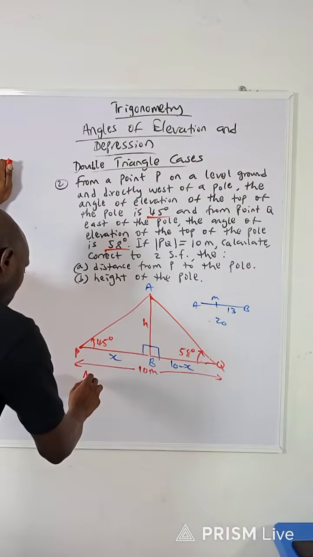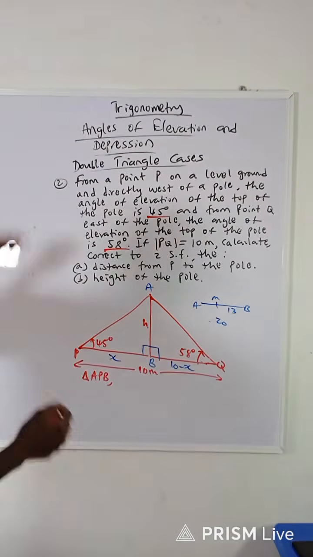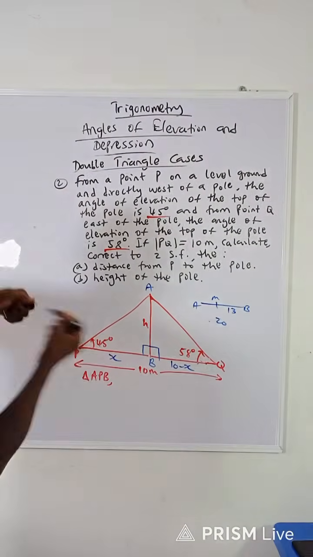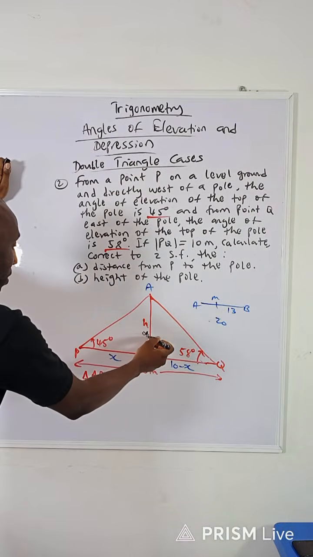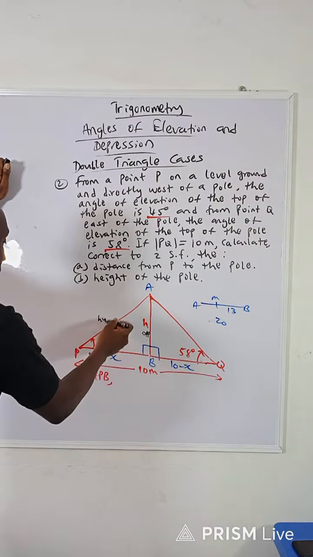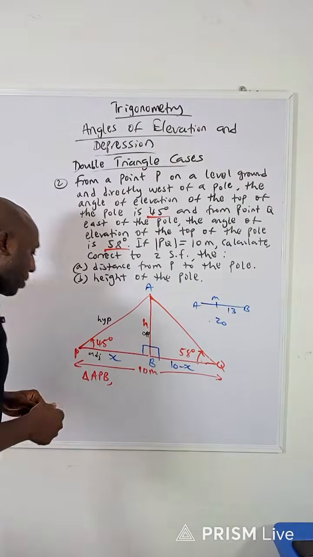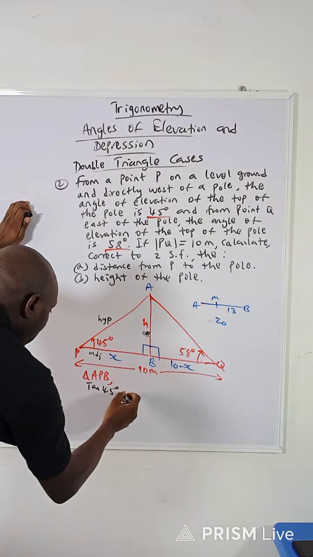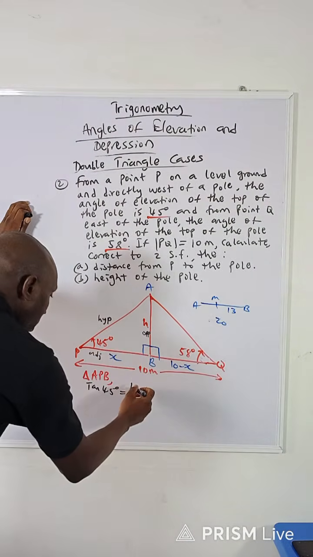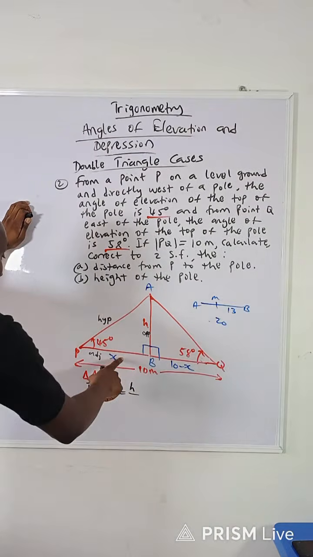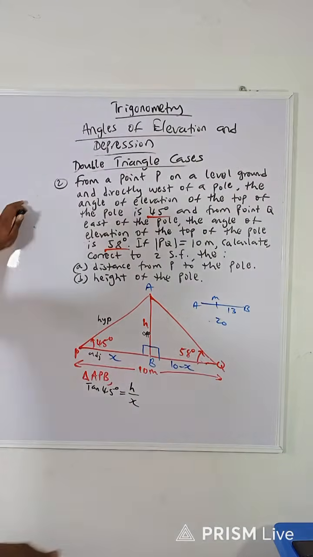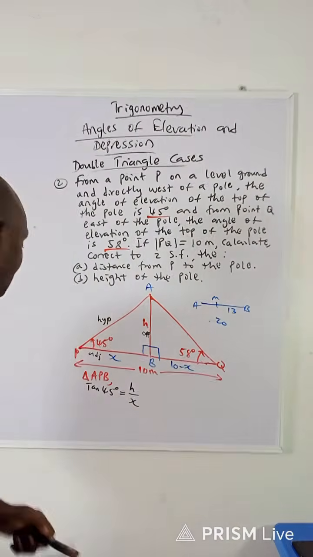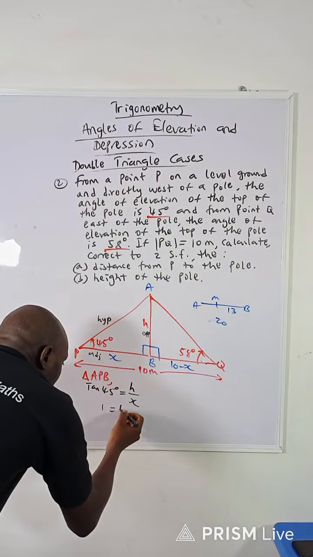So if we are using triangle APB, and if this is the angle, this is the opposite, right? This is adjacent because this is hypotenuse. So we are still going to use opposite and what? Adjacent. So tan 45 degrees is equal to what? Opposite, which is H, over what? Over X, which is the adjacent side. And what is tan 45? For those of you who are familiar with special angles, 45 is a special angle. Tan 45 is 1. So that 1 is equal to H over X.